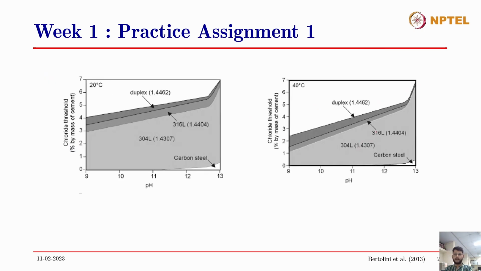This is to explain this concept. I've taken these pictures from the book by Bertolini et al., 2013. So as you can see, these are different types of stainless steel, 316L and 304.